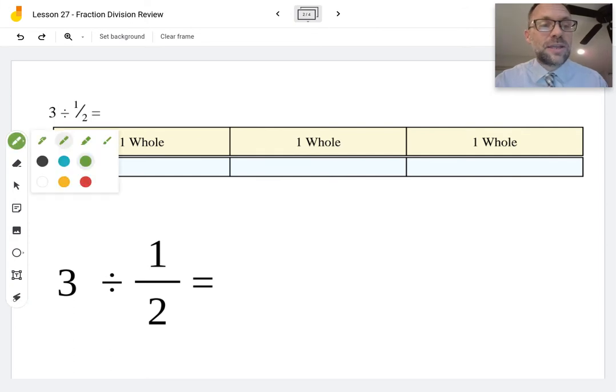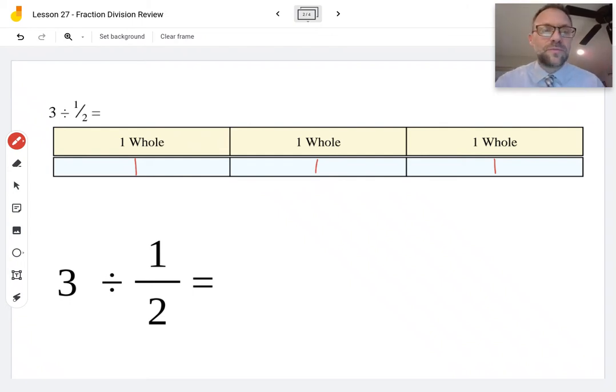We did so by cutting each bar in half, and then we counted up all the pieces in all 3 wholes. And that is 1, 2, 3, 4, 5, 6 pieces. 3 divided by 1/2 is 6. In other words, there are 6 halves in 3 wholes.